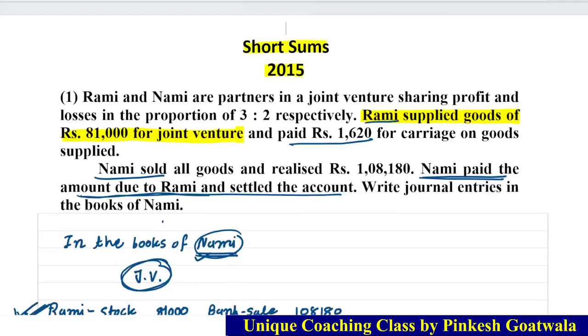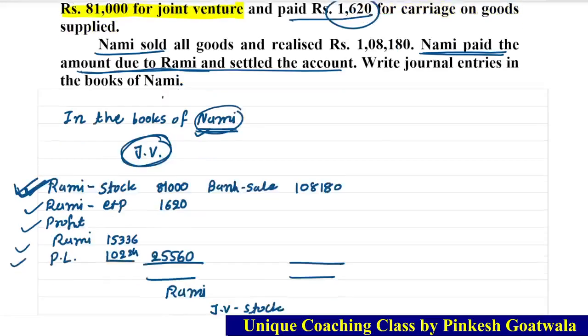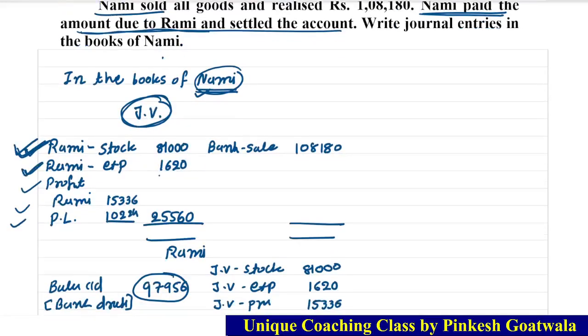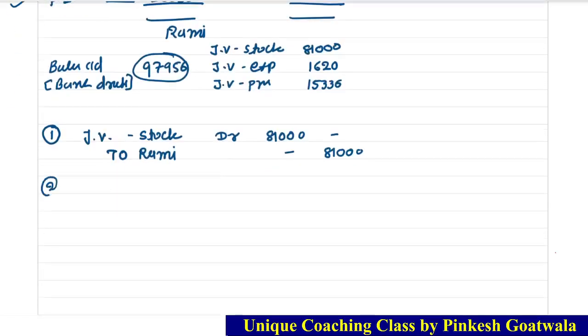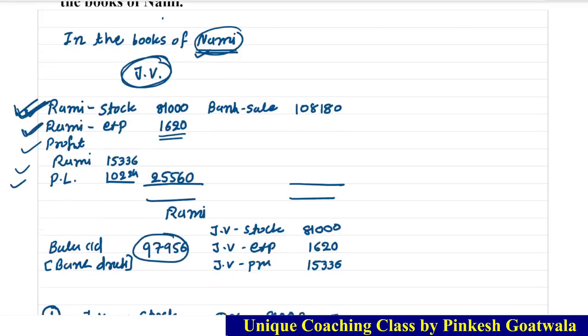Second point શેનો હતો? After the second point, 1620, it is about the expense. So here it will be effect. So what will be journal? Same joint venture debit છે. So joint venture account debit side, expense to Rami, 1620. Then next entry.